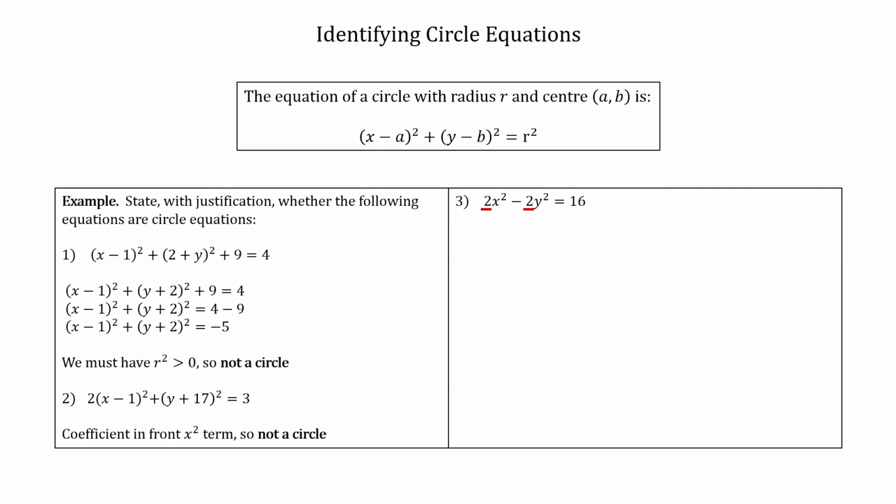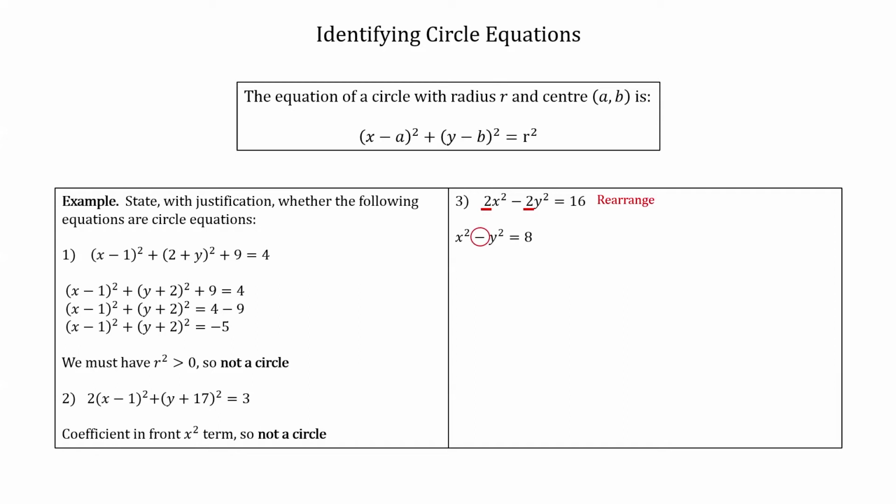So that's fine, but these numbers in front of the x's and y's are once again a problem. This time, because we have the same number in front of both x and y, we can divide the entire equation by it and it will disappear. So we divide every term by 2, and that's how we're going to rearrange. And what do we get? Well, we get x squared minus y squared equals 8. We have to divide the 16 by 2 to keep everything equal.